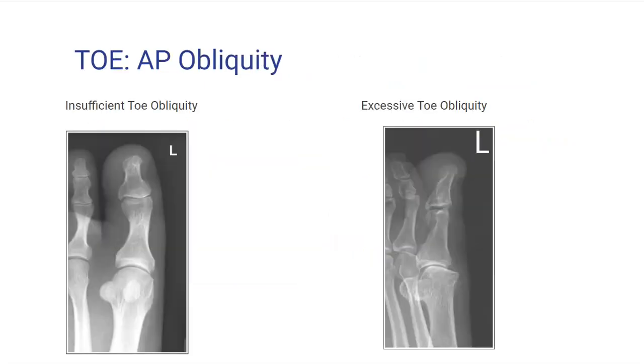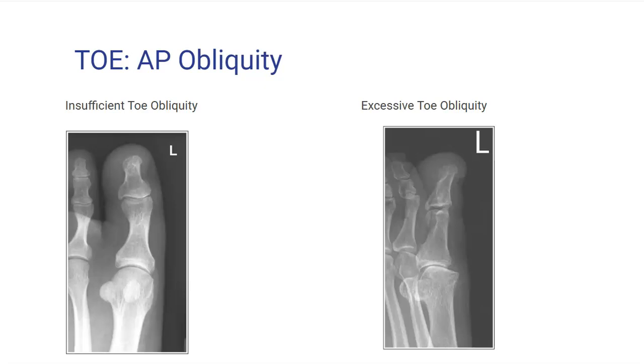Proper toe obliquity is essential for an accurate AP oblique toe projection. When there is insufficient toe obliquity, the midshaft concavity of the proximal phalanx and soft tissue width will appear nearly equal on both sides of the digit. It'll basically look like an AP projection.